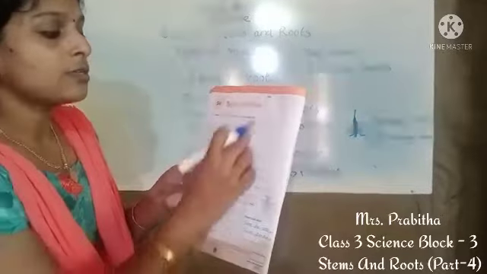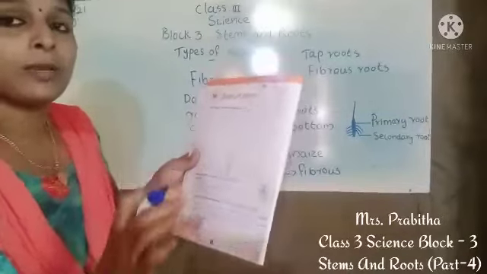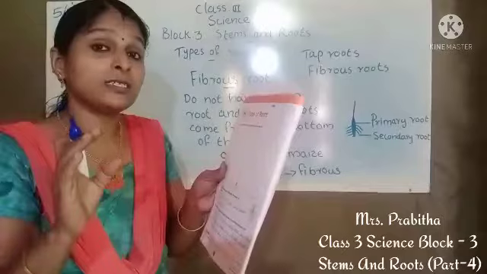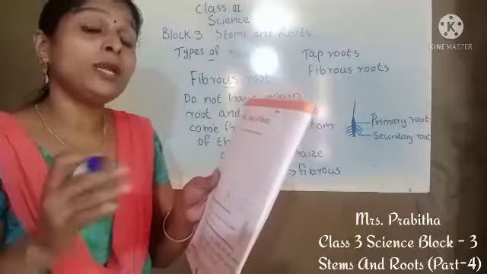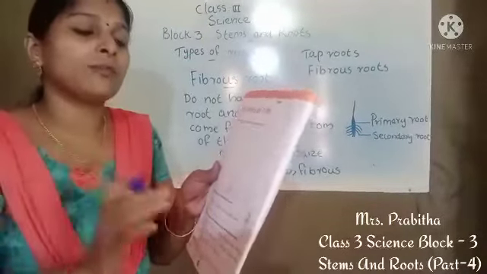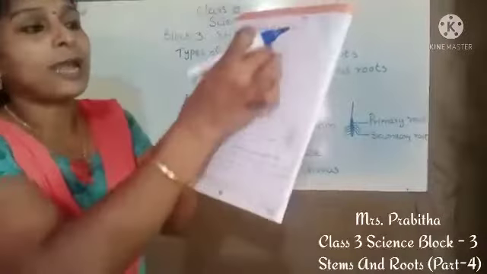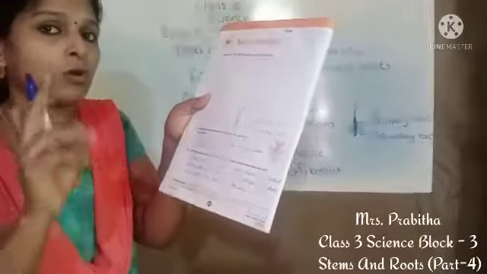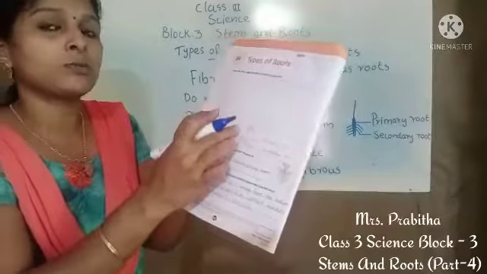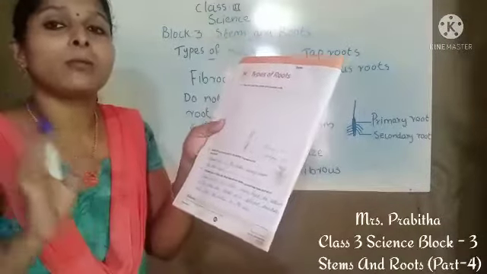That is the question. So we can draw at first a primary root. Then the small roots are coming from the primary root. That is secondary root. So in a taproot, first the main strong root will be there, and some small roots come from the strong main root.